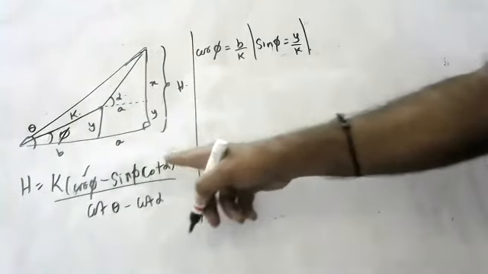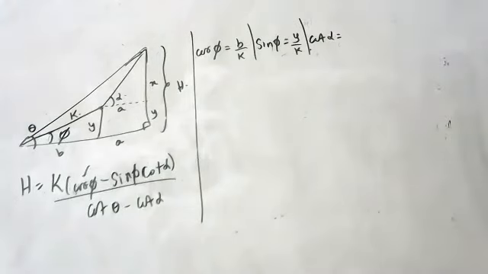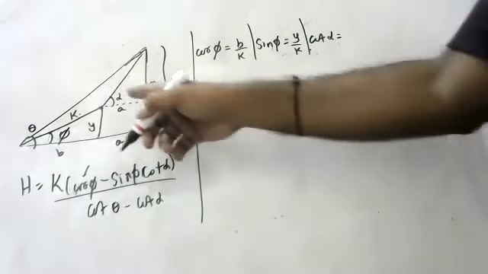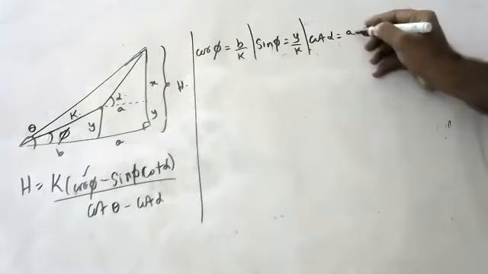Can anyone help me with cot alpha? Cot alpha is a by x, adjacent by opposite. A by x.